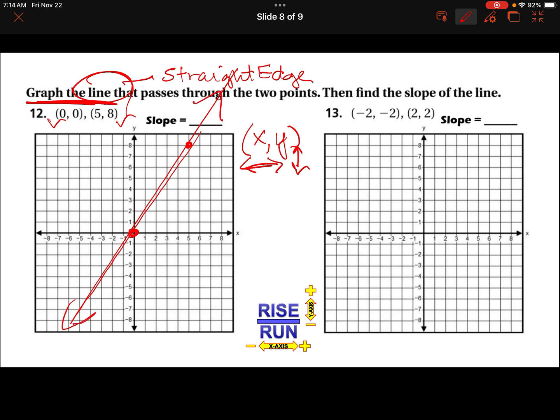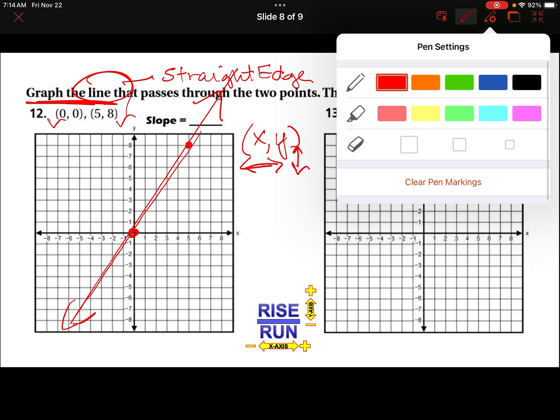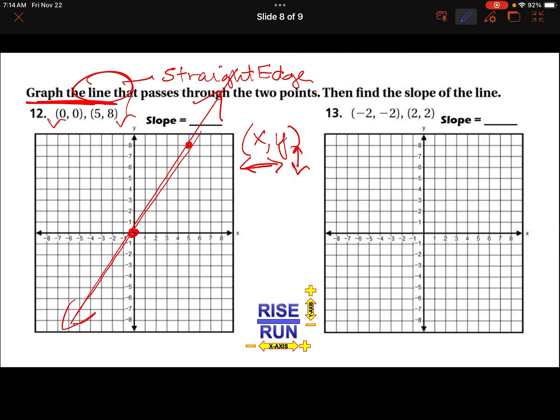Right near my slope answer blank. Now I'm going to find the slope between these 2 points. To go from here to here, I went up 8 units, and I went right 5 units. My slope is 8/5. Do not make it a mixed number. Reduce it. Don't make it a mixed number.